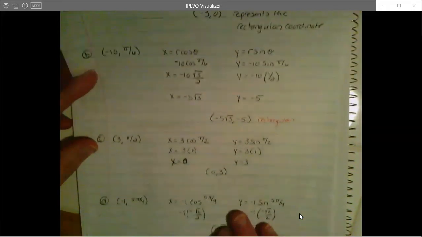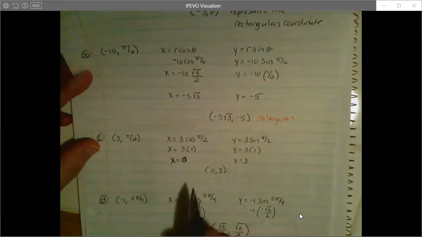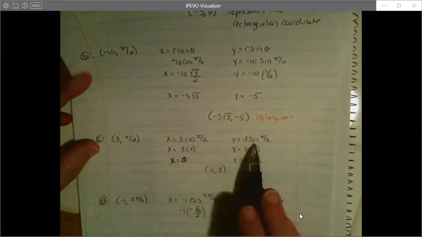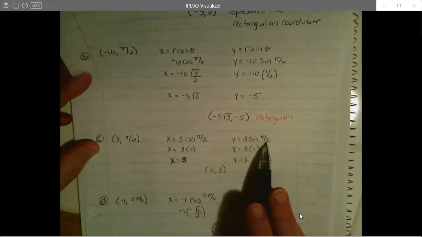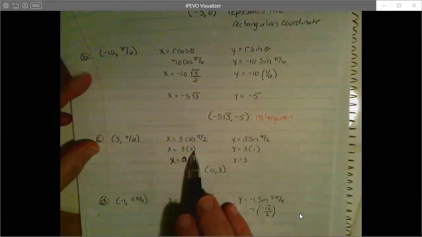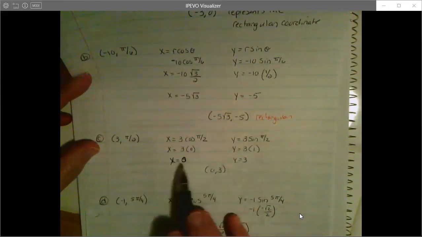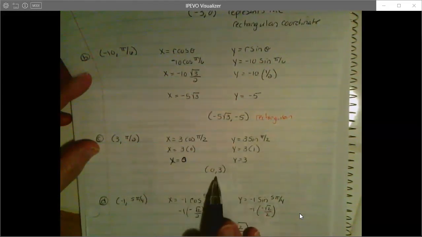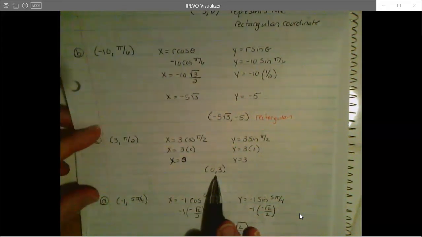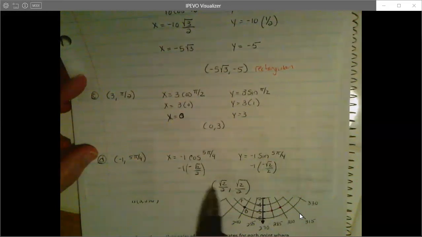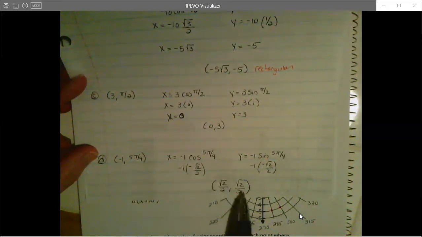Okay, next one. We have 3 and pi over 2. Same thing, put 3 in here, pi over 2. Cosine at pi over 2 is 0. Sine at pi over 2 is 1. So I end up with x equals 0 and y equals 3. That's my rectangular value. And here's our last example, D. We end up with the ordered pair square root of 2 over 2, square root of 2 over 2.